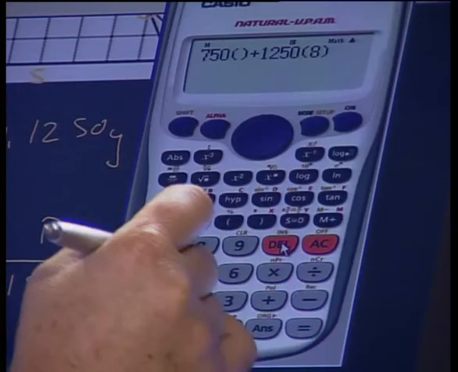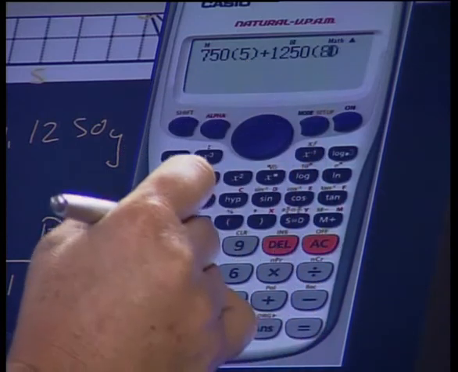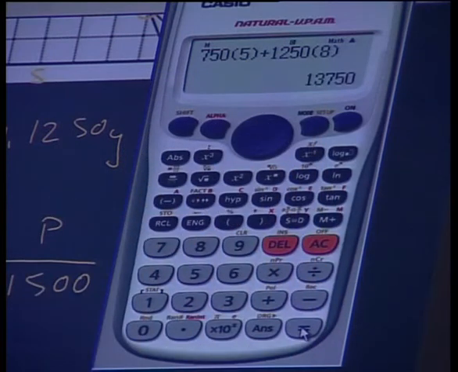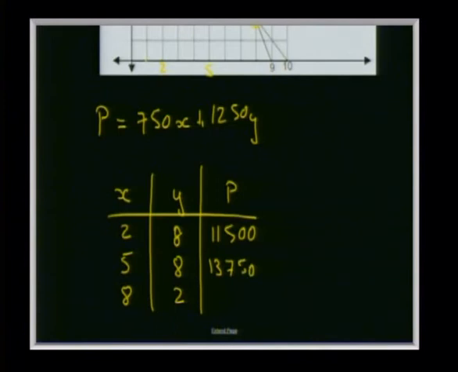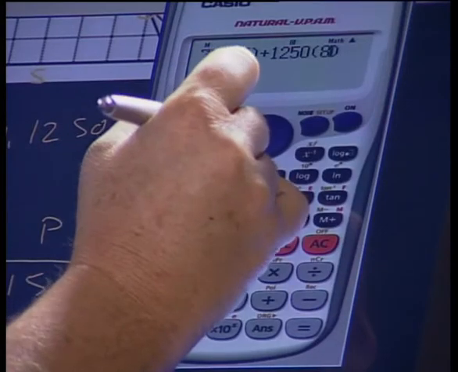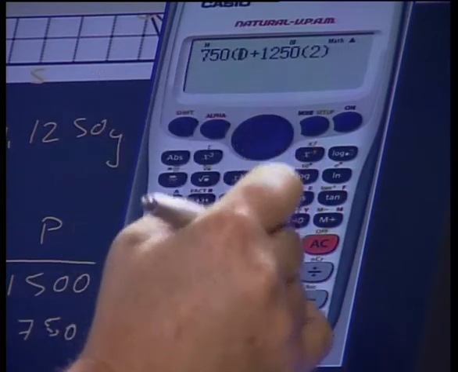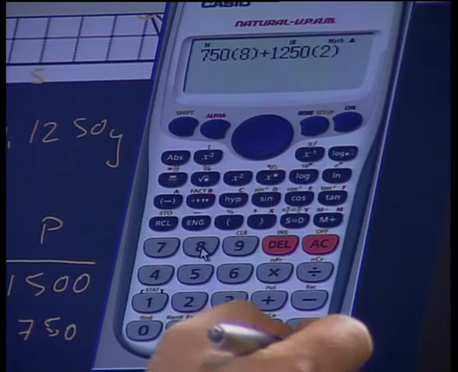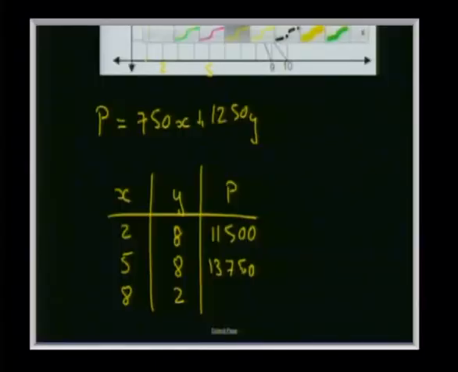My next x value is 5, and my next y value will be 8. 13,750. Ha! Better profit. Let's see if my third vertex gives me the best profit possible. Well, my y value is 2, and my x value is 8. Hold your breath. Okay, definitely not. 8,500.